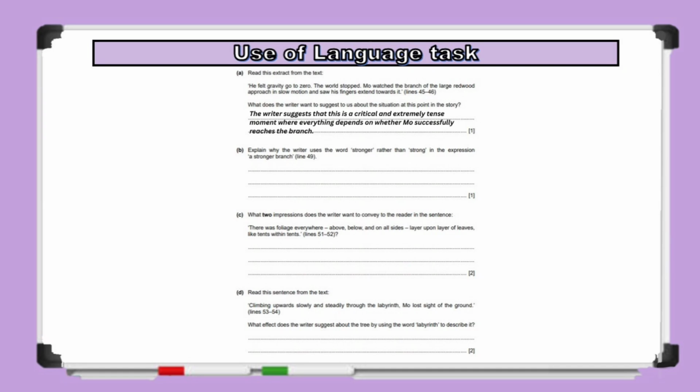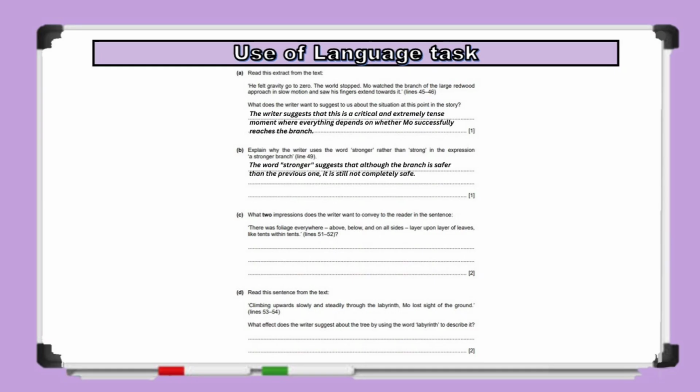This question asks, explain why the writer uses the word "stronger" rather than "strong" in the expression "a stronger branch." Notice that the examiner has highlighted only one specific word. That means your focus should be on that word only. Don't explain the whole sentence. Ask yourself why the writer deliberately chose "stronger" instead of simply saying "strong." Think about the comparison the writer is making. This is a language analysis question, so explain the writer's choice rather than giving the dictionary meaning of the word.